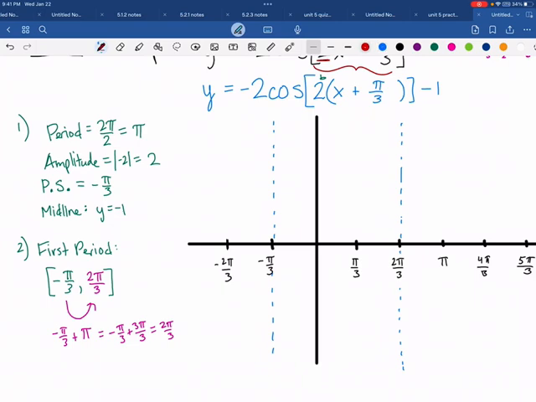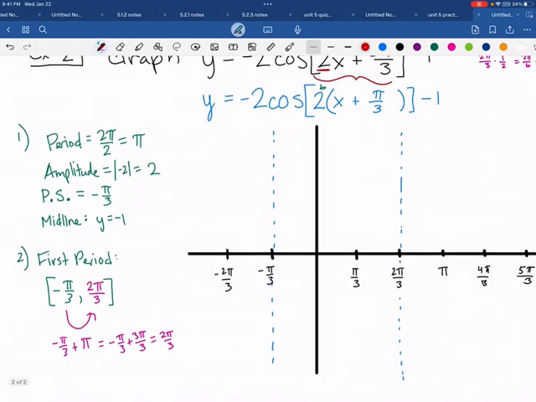Okay, now I can start worrying about graphing. So I have a midline that is not 0, so I'm going to start by drawing that in. y equals -1 is my midline. I need to label off my x-axis or my y-axis a little bit. So y equals -1 is my midline.